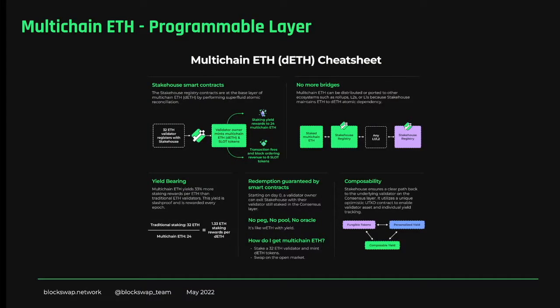You don't have to do any extra work. You can just use it as you would any other token. The Stakehouse registry is doing the work. Those smart contracts are doing the work for you, so you don't have to worry about incurring any losses by going to a different chain, or worrying about, oh, is this going to be broken off, whatnot. You have that base accounting layer in the underlying asset.